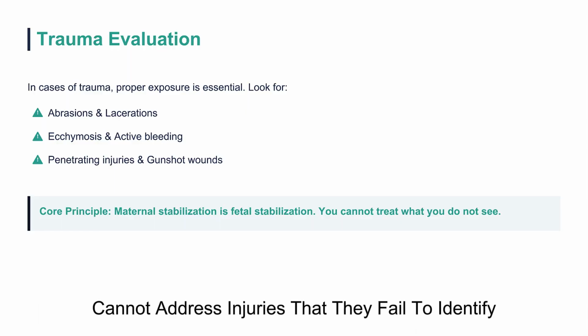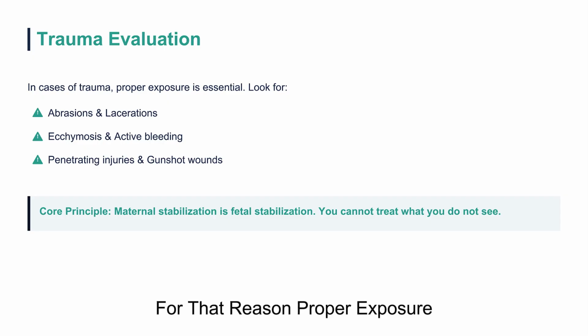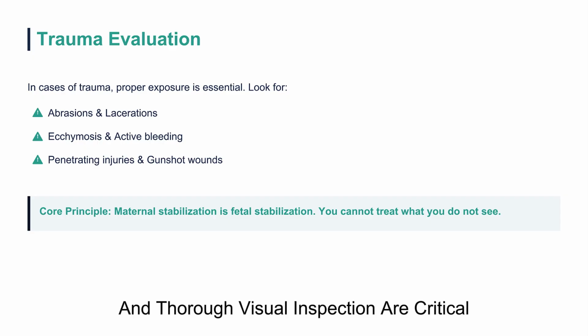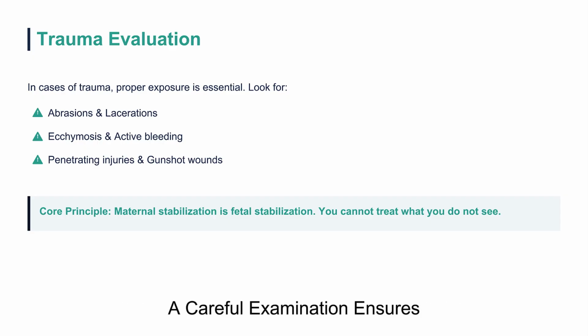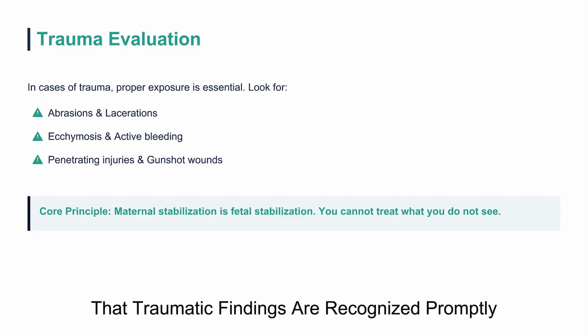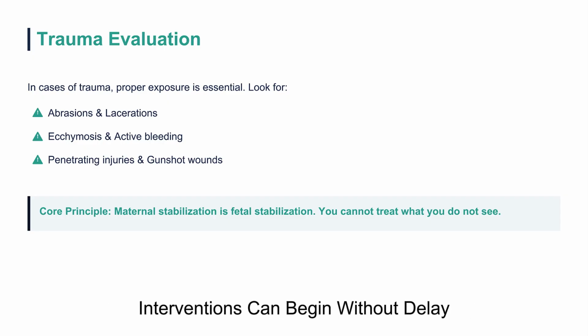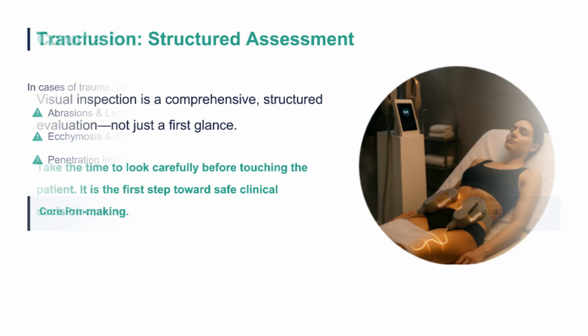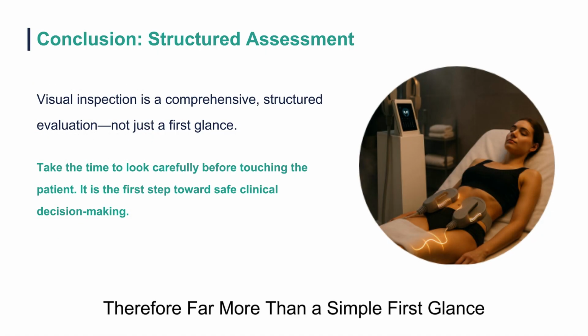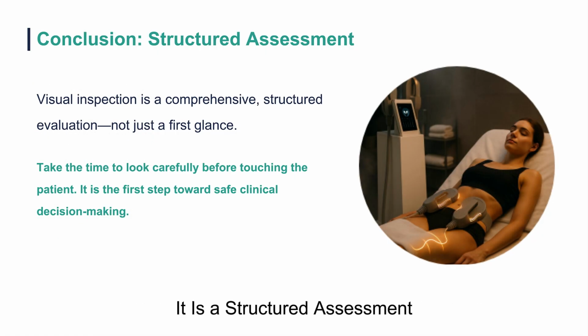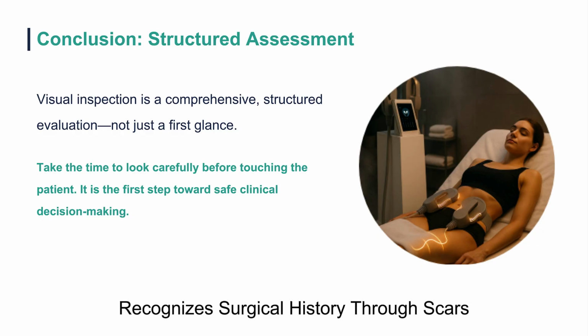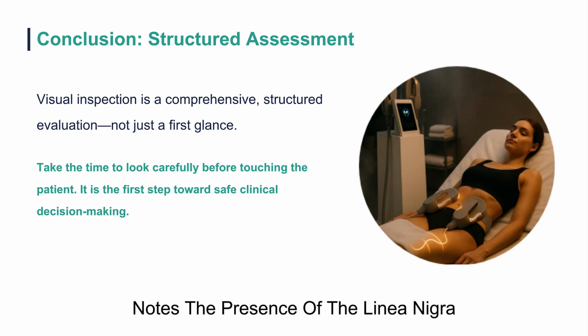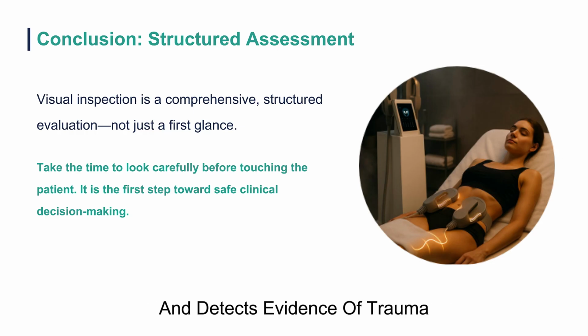However, providers cannot address injuries that they fail to identify. For that reason, proper exposure and thorough visual inspection are critical. A careful examination ensures that traumatic findings are recognized promptly and that appropriate interventions can begin without delay. Visual inspection is therefore far more than a simple first glance. It is a structured assessment that evaluates abdominal shape, identifies abnormal distension, recognizes surgical history through scars, notes the presence of the Linea Nigra, and detects evidence of trauma.